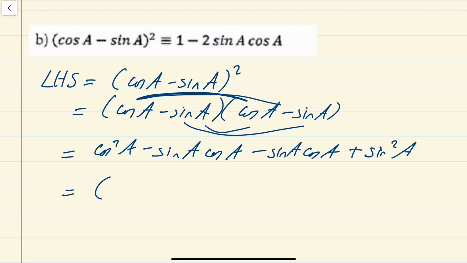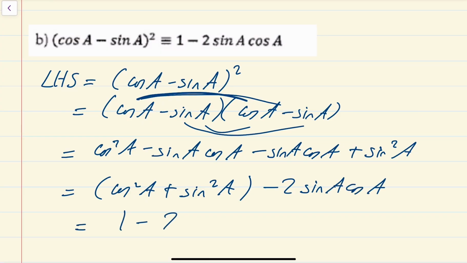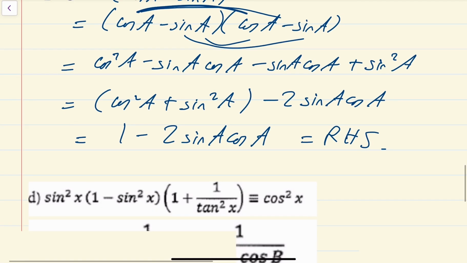So let's just write that again. That's cos squared a plus sine squared a, I'm just grouping those together. And then my minus sine a cos a minus another sine a cos a, or minus 2 sine a cos a. And that's just 1 minus 2 sine a cos a, which, happy days, is equal to your right hand side. So a nice, very easy one there. Just multiply the brackets, tidy up. Some of them are very easy, some of them are definitely not easy at all, and there's maybe a wee trick you need to see.